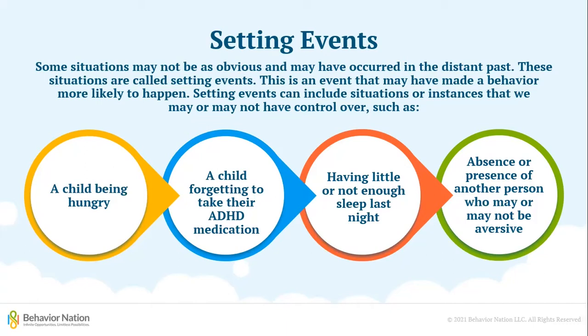In these situations, the child may not be able to communicate these things to us, but by understanding triggers or setting events, we can prevent a challenging behavior or teach an appropriate alternative by using redirections. Now let's discuss what it is.